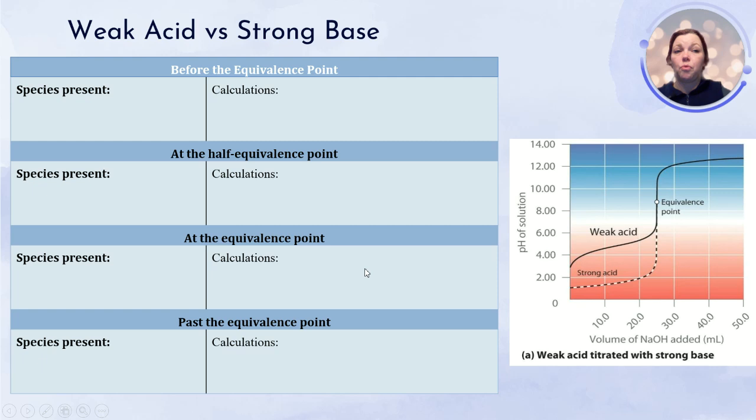Okay, so now let's talk about a weak acid, strong base. You can see we've got this strong curve still showing on the graph. You can see that there's a very different shape to the curve when we're doing a weak acid with a strong base. With a strong acid, you see that this curve is down like this, right?